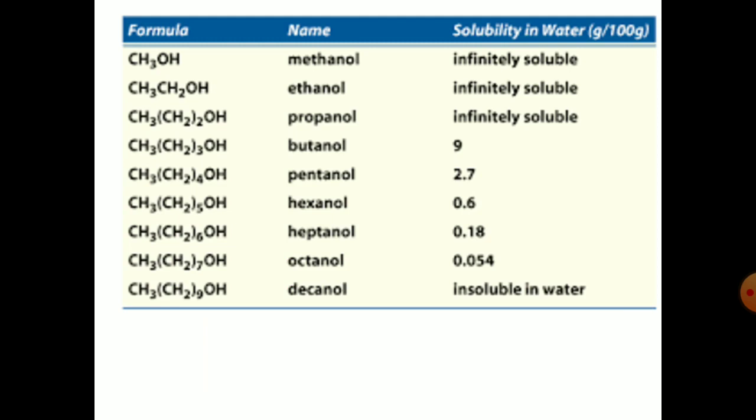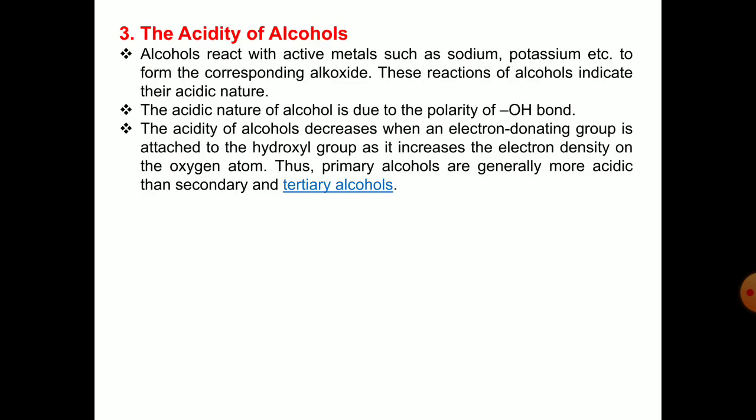Why? Because the alkyl chain increased. So 2.7 gram of pentanol will dissolve in 100 gram of water. In case of hexanol, 0.6 gram. In case of heptanol, it is 0.180 gram. In case of octanol, it is 0.054 gram. But if you take decanol, it is insoluble in water, because it has a very large alkyl group, which is very, very hydrophobic. So, come to the acidity of alcohols.